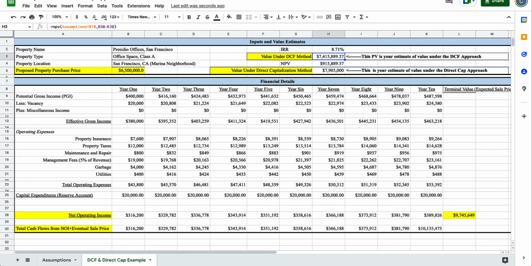And that gives us our value in today's dollars of 7.415 million. So this is our estimate of value under the DCF approach.